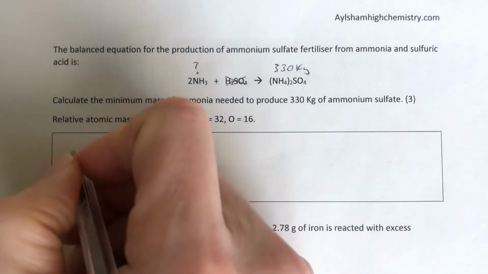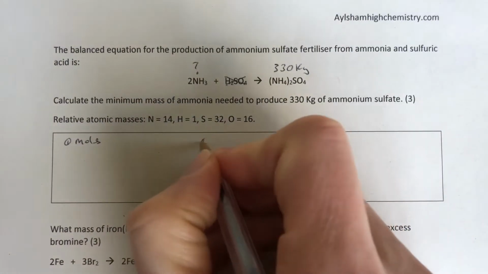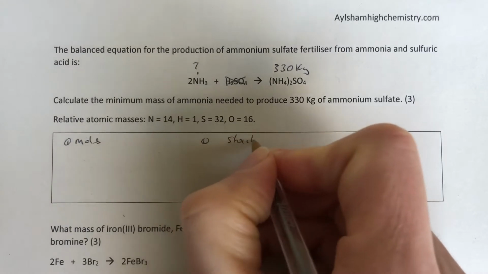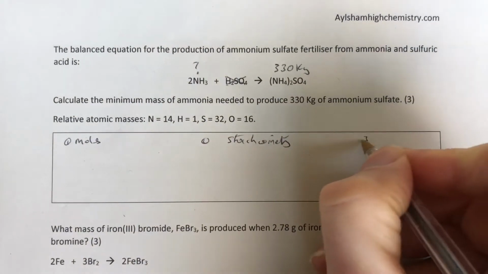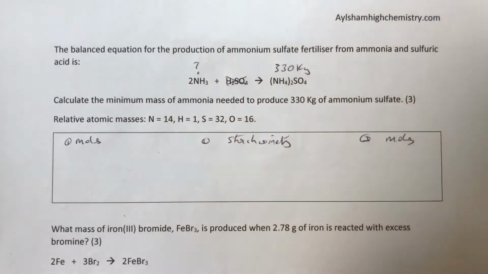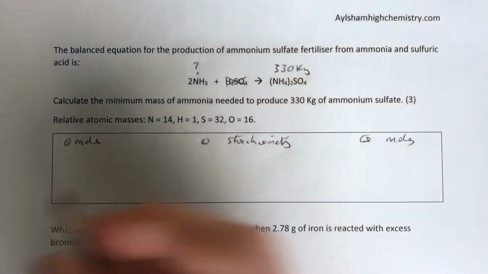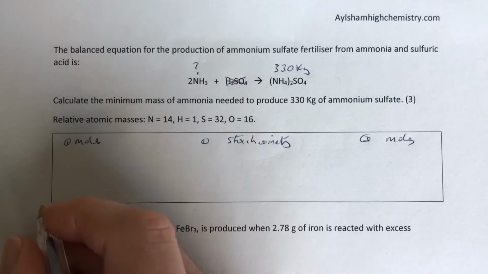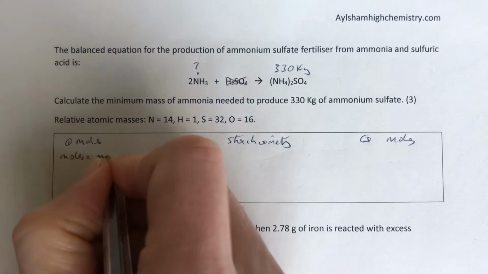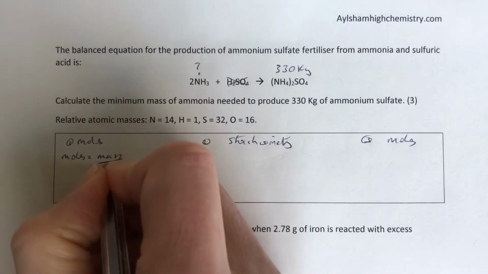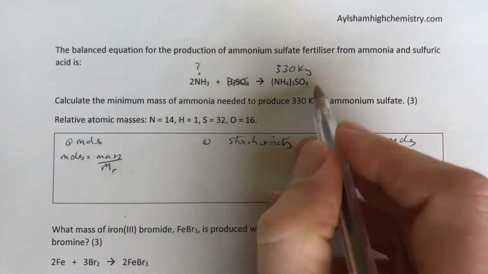Right, so this is a calculating quantities question. So there are 3 stages. Stage 1, moles. Stage 2, stoichiometry. And stage 3, moles. So in the first stage, we need to calculate the number of moles of whatever we've written the mass on top of. In this case, it's the ammonium sulfate. So to do that, moles equals mass divided by formula mass. I use the abbreviation MR for formula mass. So we're going to need to calculate the formula mass of ammonium sulfate.